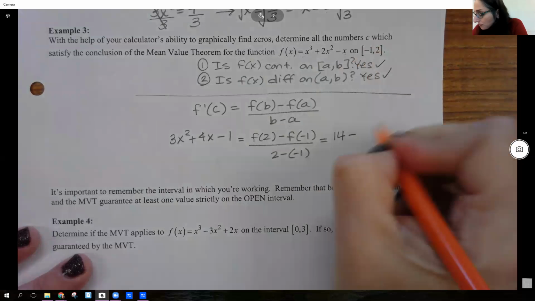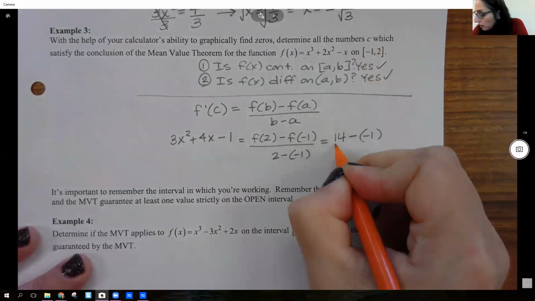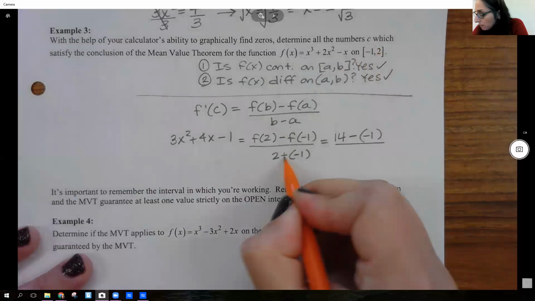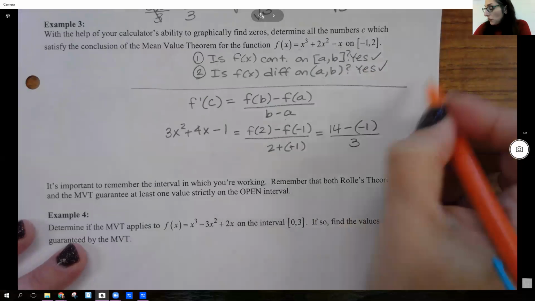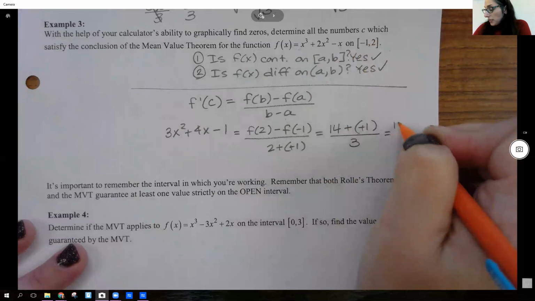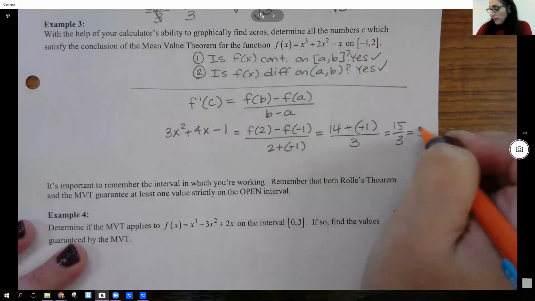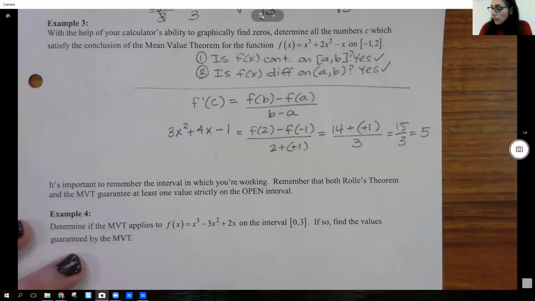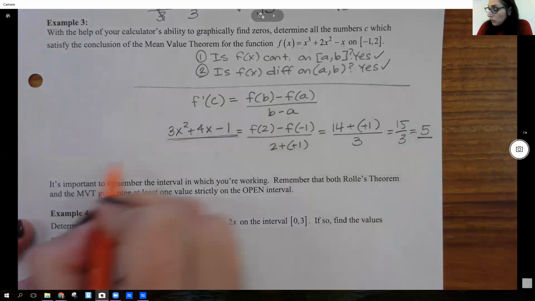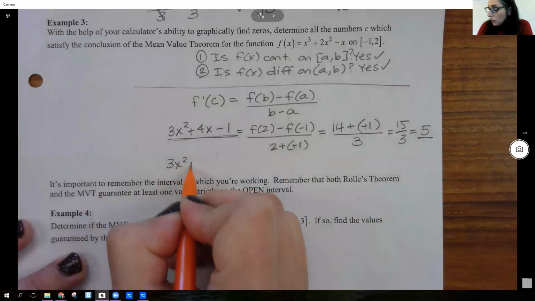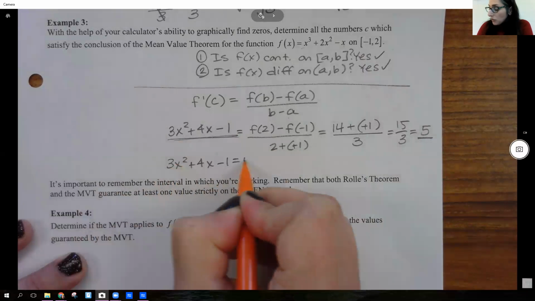Negative 1, all over 2, let's see, chop, chop, that'll be 3. So 15, right? 15 over 3, 5. All right, so that means that this equals 5. So 3x squared plus 4x minus 1 equals 5.